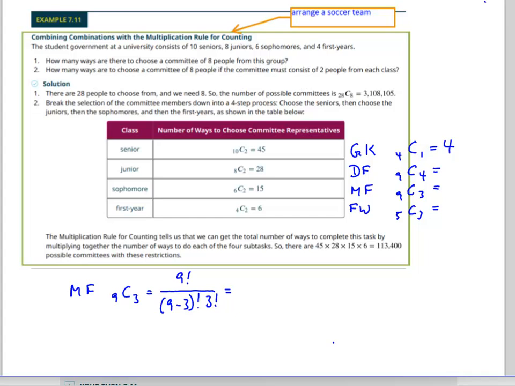Okay, and then I can go in here and jot these numbers down. So 126 here, and then 84, and then 10. And then just like the example here for seniors, juniors, sophomores, and first years, how many combinations for this particular soccer team? Well, it's going to be 4. Oh, I forgot to write this one here down. 84. There we go. So it's going to be 4 times 126 times 84 times 10.